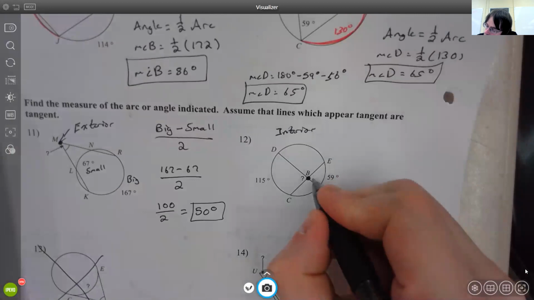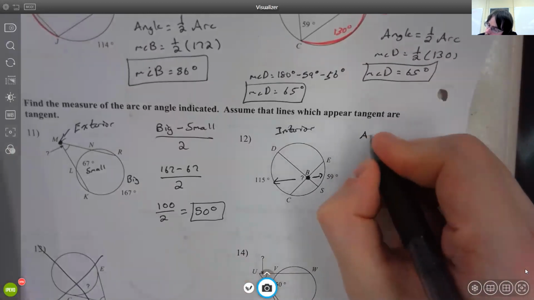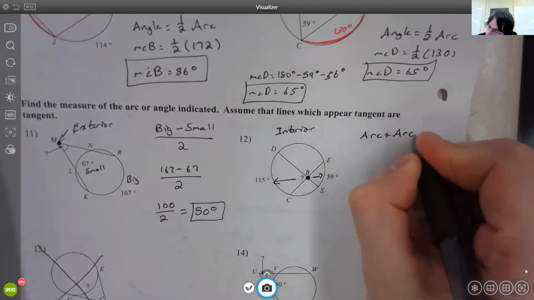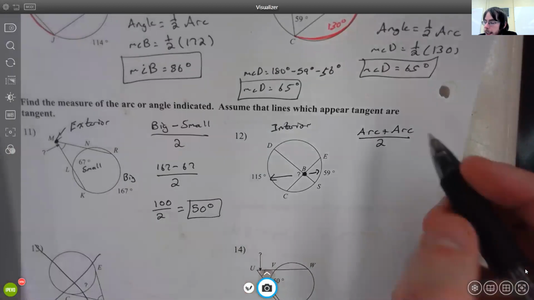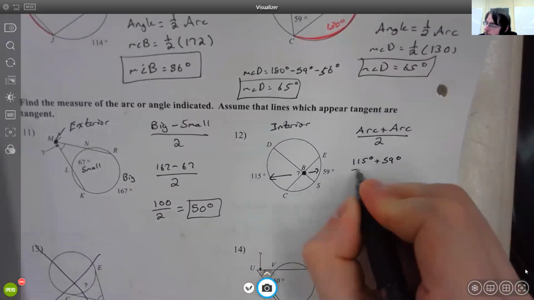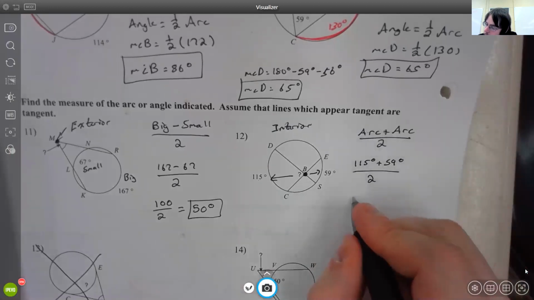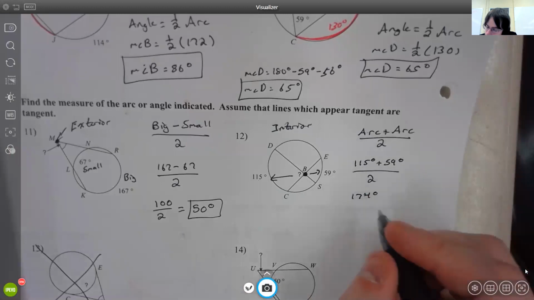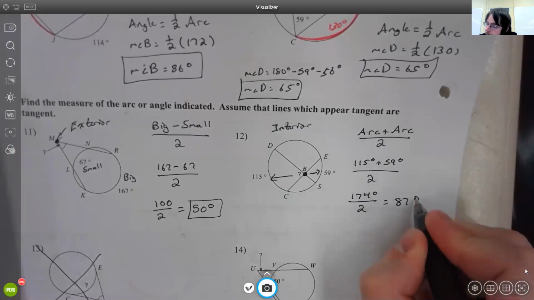So what we do, we take half of the sum of these two. So we do arc plus arc divided by 2. So our arc 115 plus 59 divided by 2. 115 plus 59 gives us 174. Divided by 2 is 87.